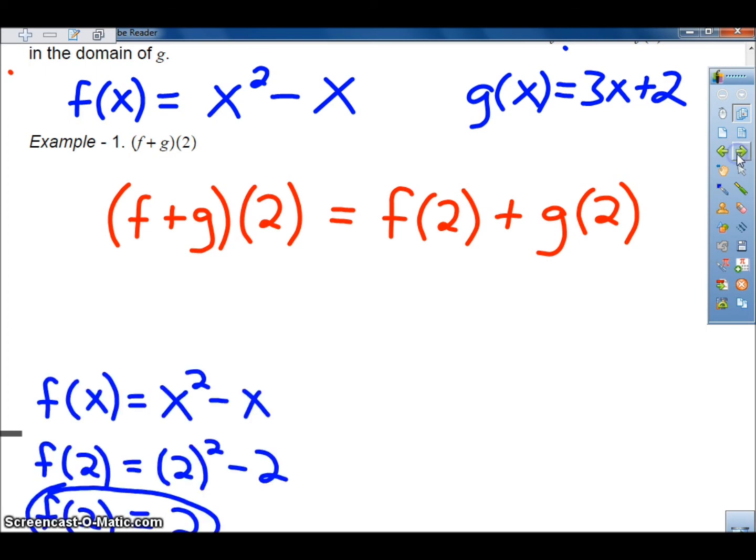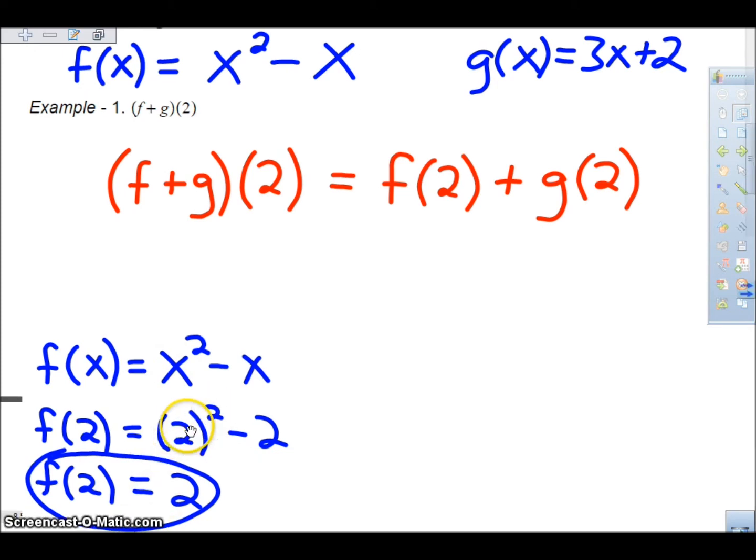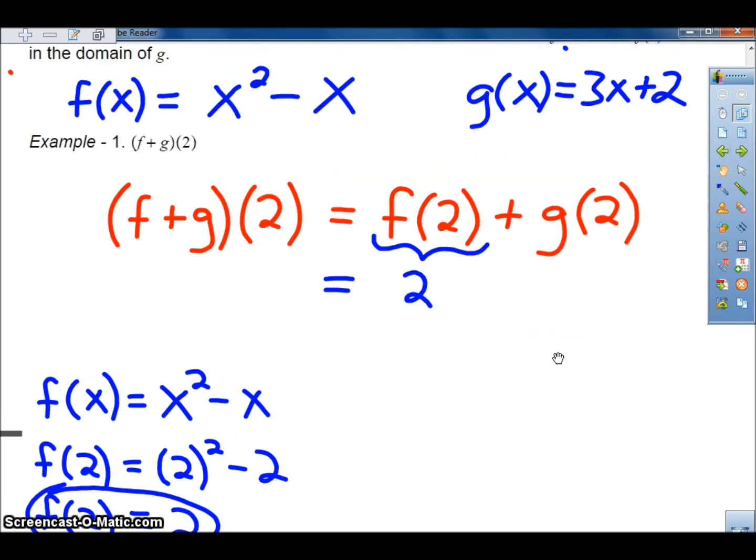How do you find f of 2? You take the function f of x, you plug 2 into it. So f of x is equal to x squared minus x, but we're looking for f of 2, so we plug 2 in for x. So f of 2 is equal to 2 squared minus 2. We plugged in a 2 for this x and a 2 for this x. And 2 squared is equal to 4. 4 minus 2 is equal to 2. And so f of 2 is equal to 2. So we're going to plug that in up here. Replace f of 2 with what it's equal to, which is 2.